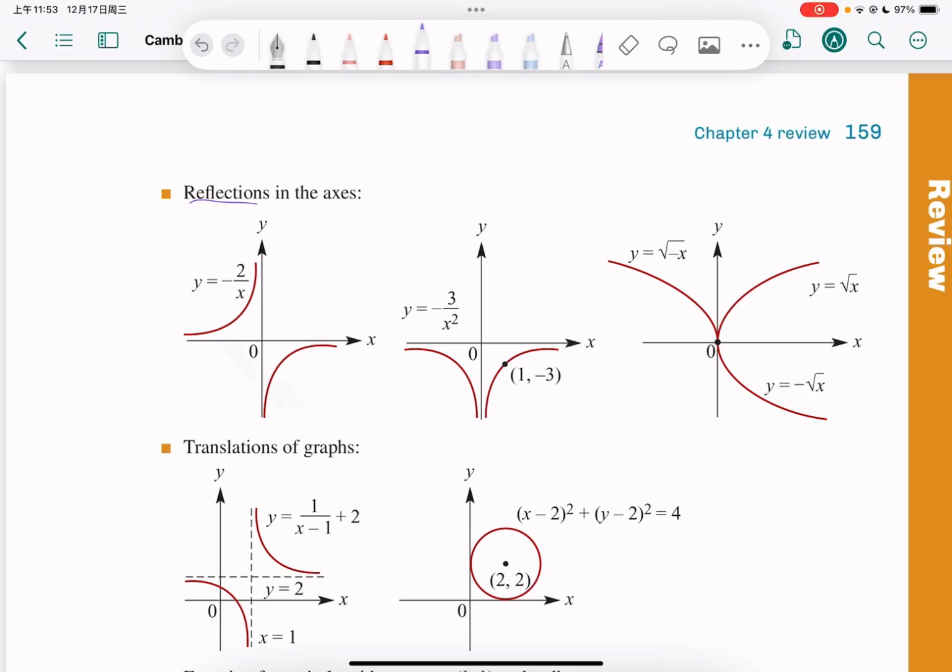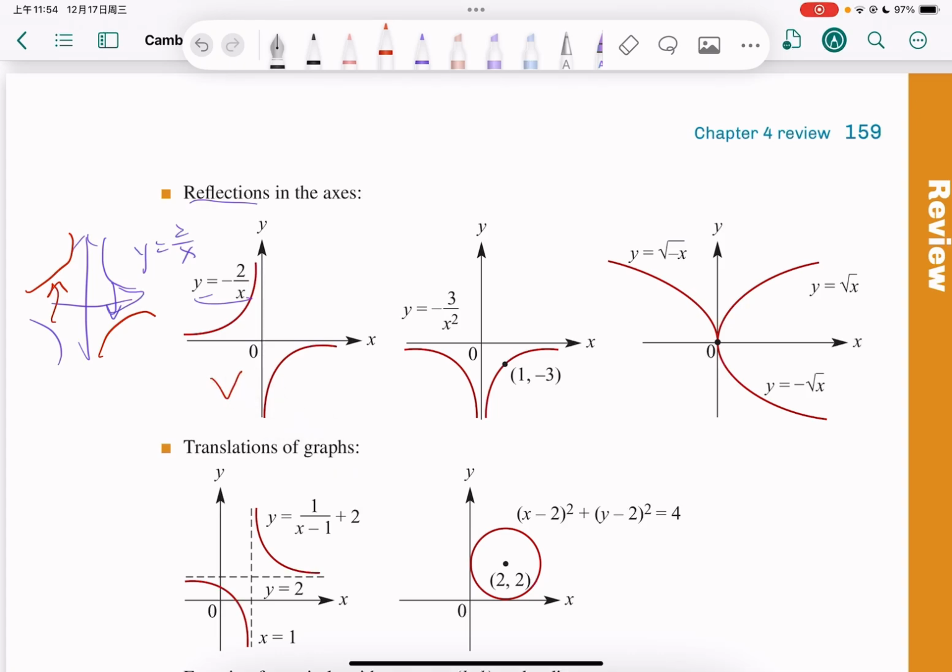We have y equal to negative 2 on x, which is reflected from y is equal to 2 on x. So reflection in the x-axis makes this curve come down to the red one, and this curve goes up to the red one. So it looks like this.